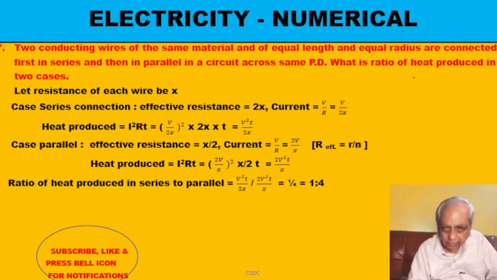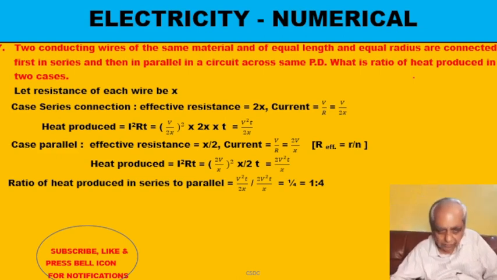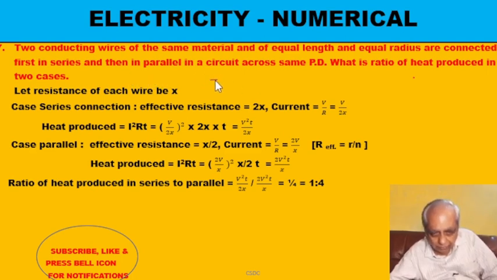So now let us do the next sum. Now the level of sums is slightly high. The next sum, number 7, reads: there are two wires of the same material, of equal length and equal radius. So everything is the same. First they are connected in series, so there is one conductor, then another conductor. I am connecting them together like this.